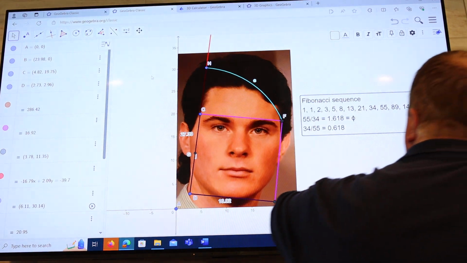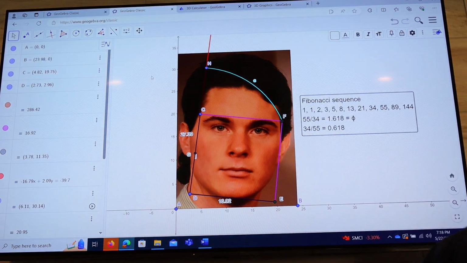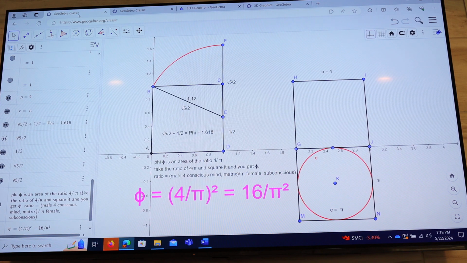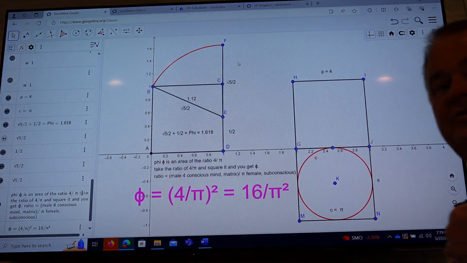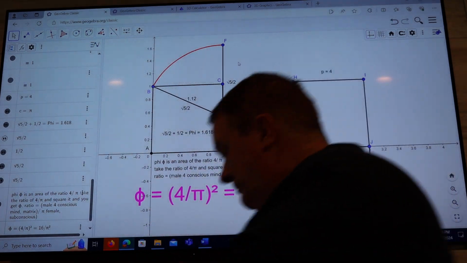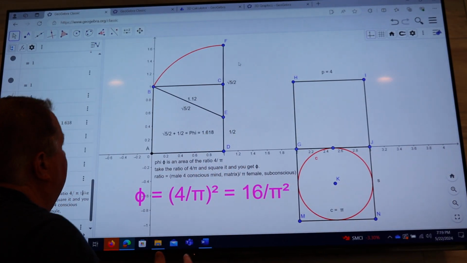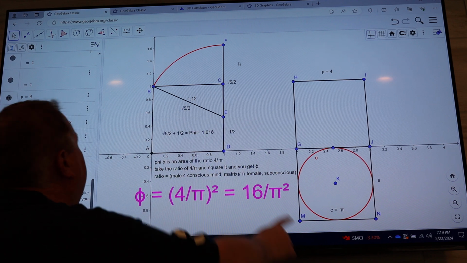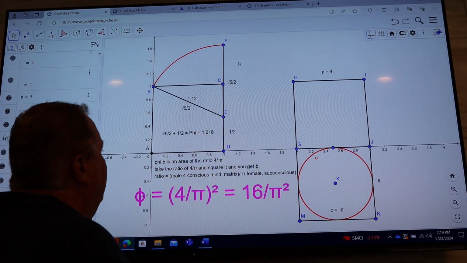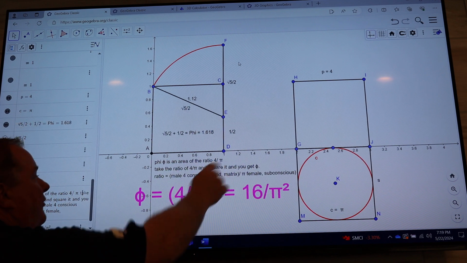So anyhow, as you go through all of those numbers, I'm going to show you how each one goes. We'll go back to this, and I'm going to show you how 4 over pi is the ratio that you're setting for male and female. So let's go back up here. This is what it looked like. Remember where we had the face? Phi is an area of the ratio of 4 over pi.